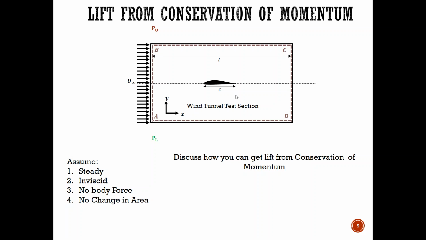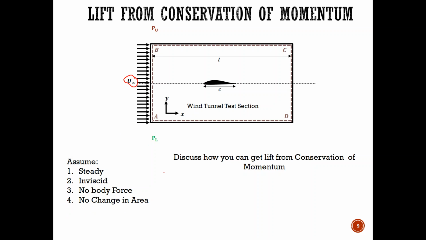So assume you have an airfoil. You can consider that the airfoil is actually in a wind tunnel test section, right? And you have these four walls marked by A, B, C, and D. Let the chord length of the airfoil be C, the length of the test section be L, okay? And then you have the velocity coming in from left to right, represented by this U infinity right here, okay?